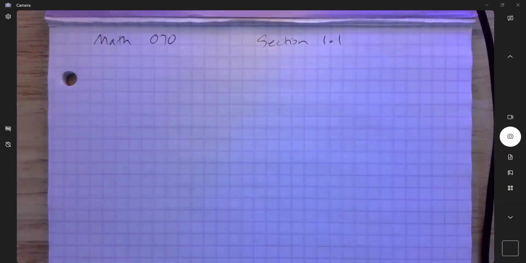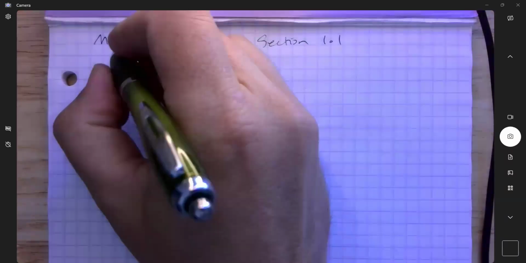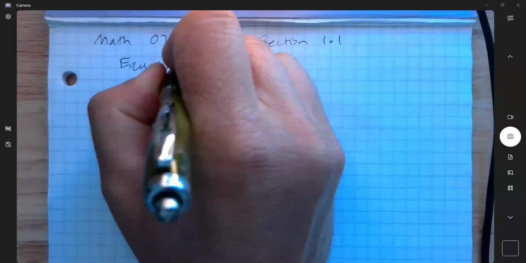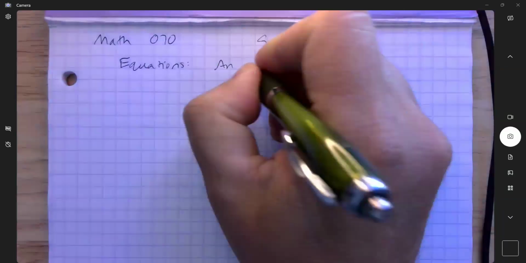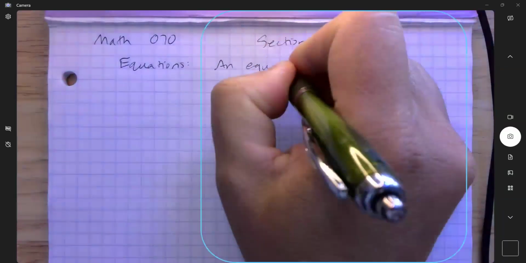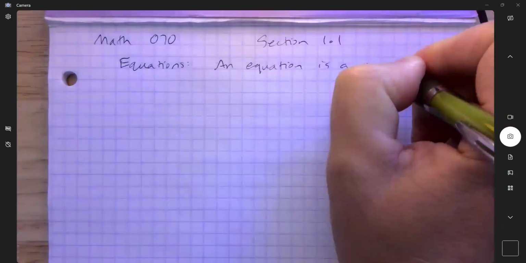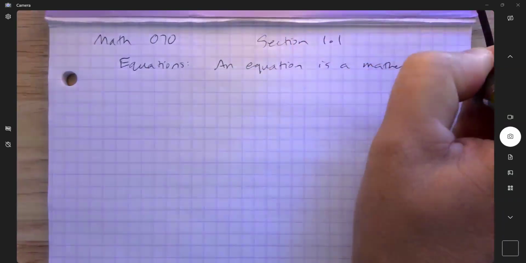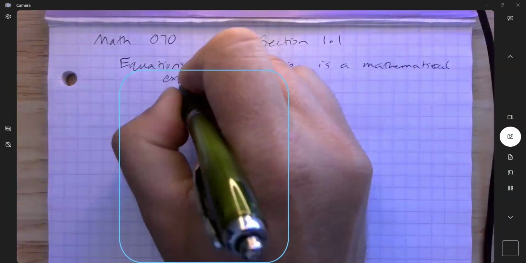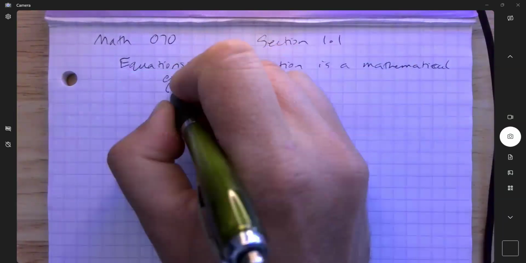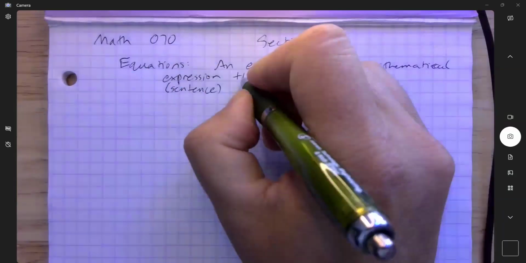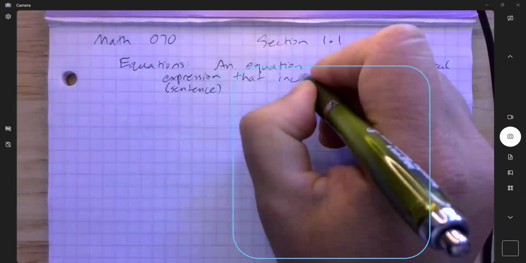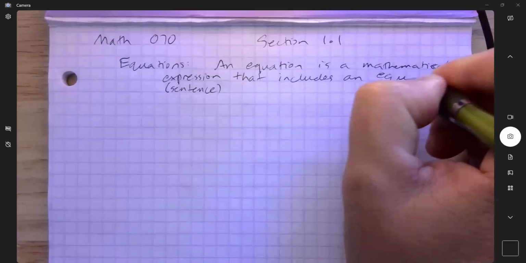So, first of all, in this class, we spend a lot of time talking about equations. So let's have a working definition of equation. An equation is a mathematical expression. Expression is just what we call sentences in mathematics. It's a mathematical expression that includes an equals sign.